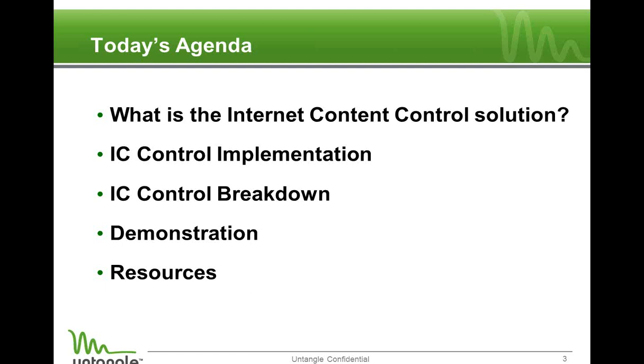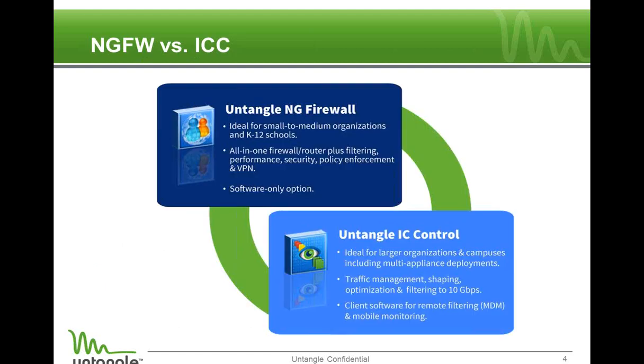So first, let me start off by saying that Untangle offers two product lines so that everyone is aware. We have an Untangle NG Firewall product, which is great for small to medium organizations and K-12 institutions. It includes a lot of networking functionality like firewalls and routing. It handles security, filtering, performance, policy enforcement, VPN, and is available in either a hardware or a software solution. Then we have the Untangle IC Control, which is the product we're highlighting today. It's ideal for larger organizations with even multi-site deployments. And we offer traffic management, shaping and optimization, and filtering for up to 10 gigs. We also offer a mobile device management piece, which we'll talk about in a little bit.